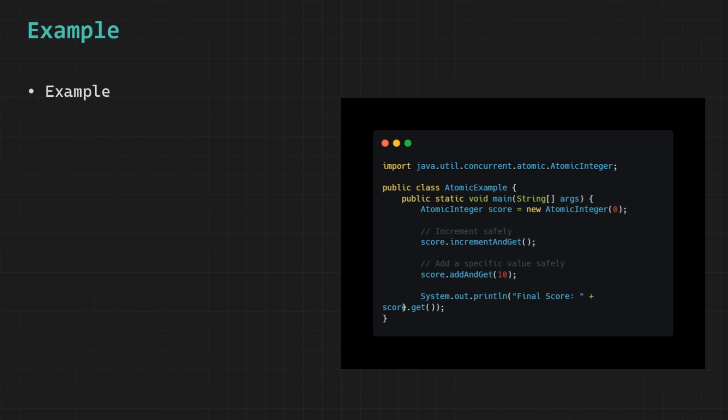We call System.out.println and inside it we call the get method on score, which retrieves the final accumulated value and prints it to the console as final score 11. These operations are completely thread safe, meaning even if multiple threads are running at the same time and trying to modify the score variable simultaneously, none of them will interfere with each other and no data will be lost or corrupted, because AtomicInteger performs every operation as one single indivisible and uninterruptible unit at the hardware level, ensuring absolute accuracy and consistency across all threads.